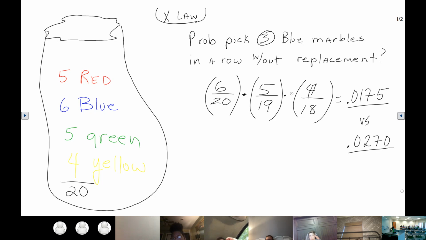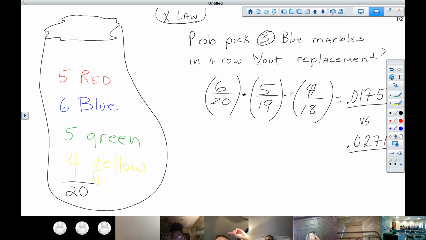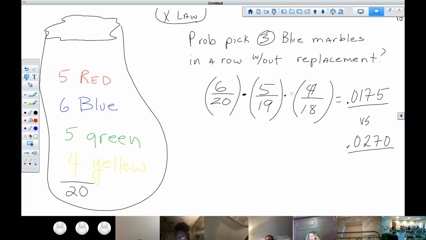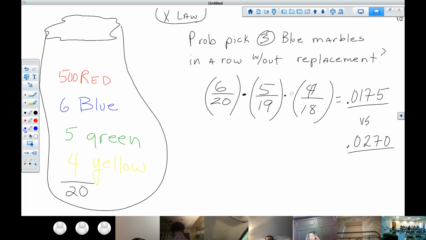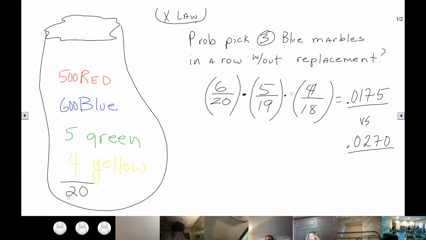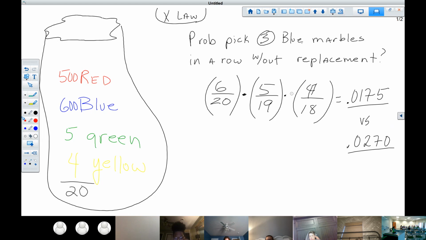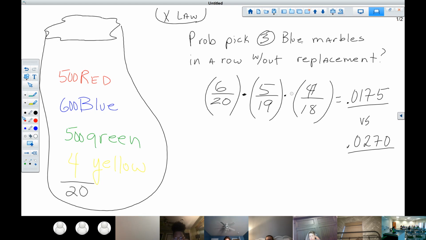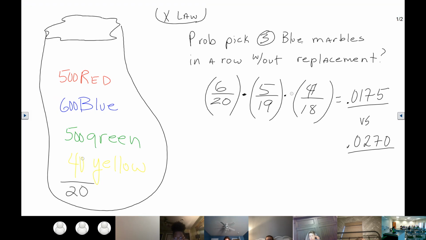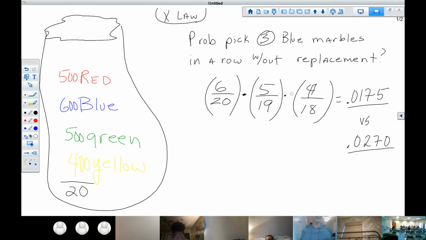So I want you to add zeros to every one of the marbles. So instead of 5, there's what? 500. Instead of 6 blue, there's 600. And instead of 5 green, there's 500. And instead of 4 yellow, there's 400. All of those are over 300. Now, I just used 300 and I'm going to add 2 zeros to this.